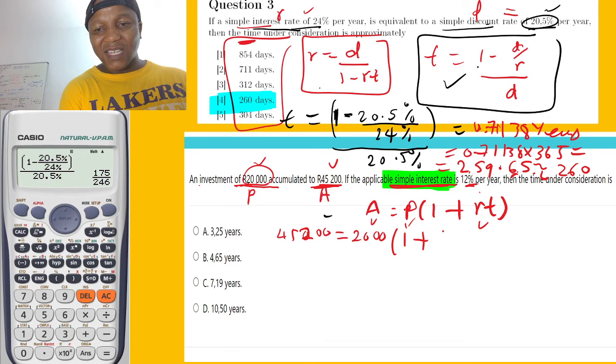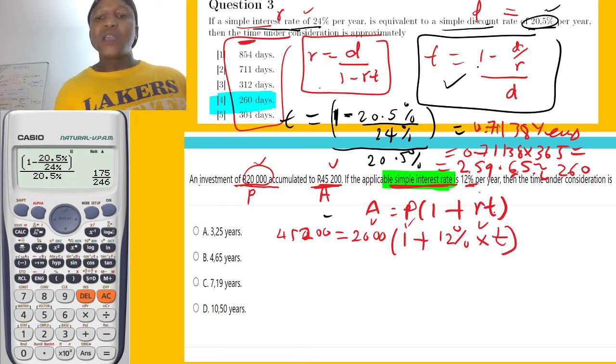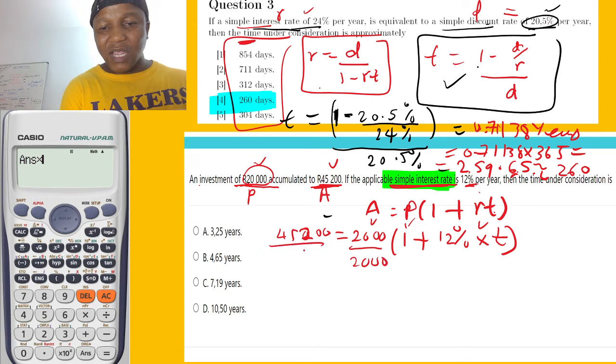What is the interest rate? 12% times time. Do you know my time? I don't know, that's what I'm looking for. So I just have to make time the subject. What I'll do here is divide by 1, 2, 3 on both sides, so this and this cancel.